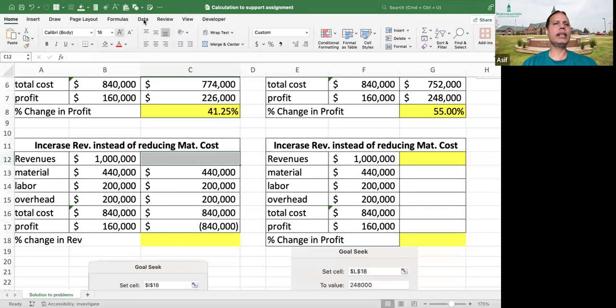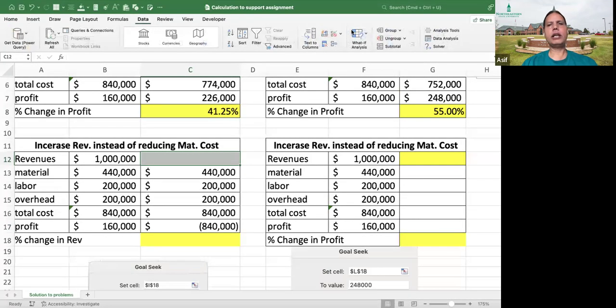So here's the function. For this purpose, you will click on data. And after data, you will see here what if analysis. And in the drop down list of what if analysis, you will find goal seek function. So please click on that.